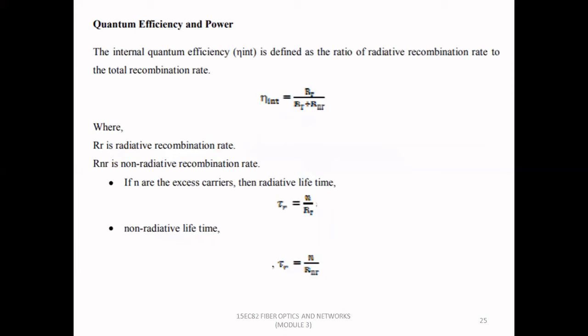Quantum efficiency and power. The internal quantum efficiency, eta int, is defined as the ratio of radiative recombination rate to the total recombination rate. That is, eta int equal to RR by RR plus RNR, where RR is the radiative recombination rate and RNR is the non-radiative recombination rate. If N is the excess carriers, then the radiative lifetime is given by tau R equal to N by RR. Non-radiative lifetime is given by tau NR equal to N by RNR.